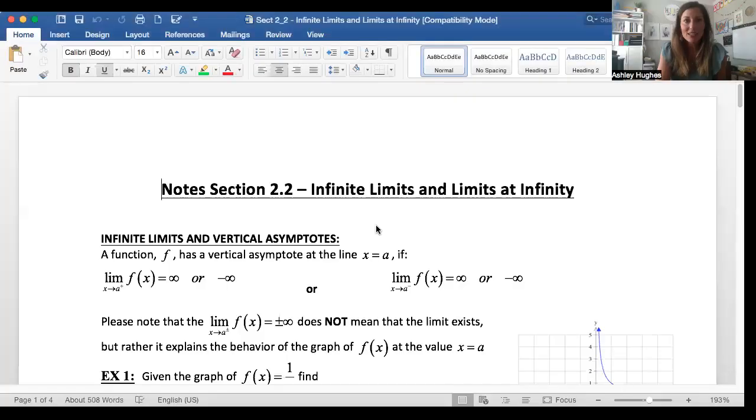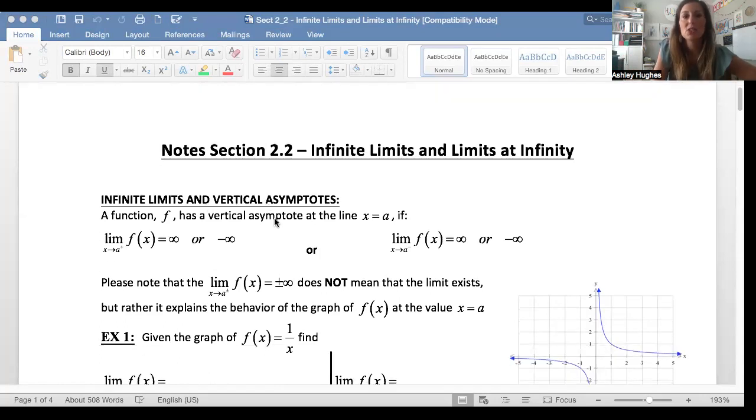All right, let's do section 2.2, which is infinite limits and limits at infinity. Which is tricky because they kind of sound the same. They're not exactly the same. One of them is taking the limit as x approaches infinity. The other one is when you're taking the limit and you get the answer infinity.